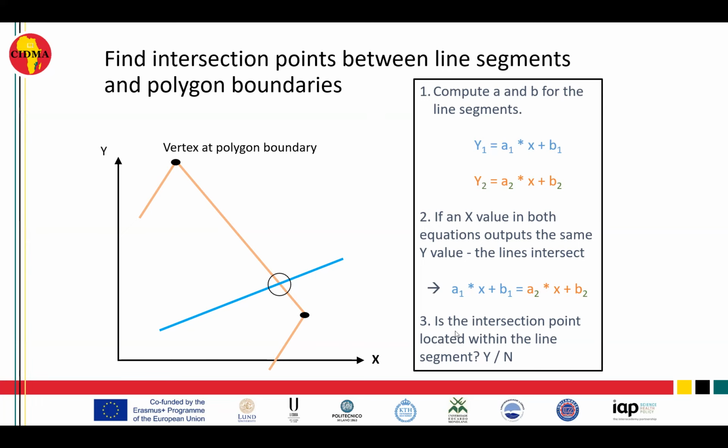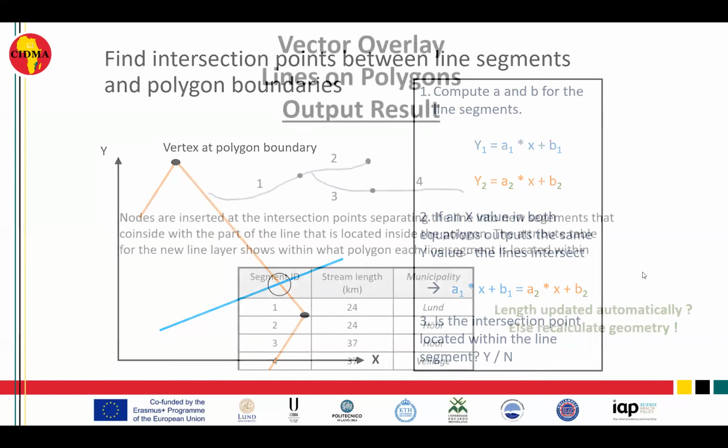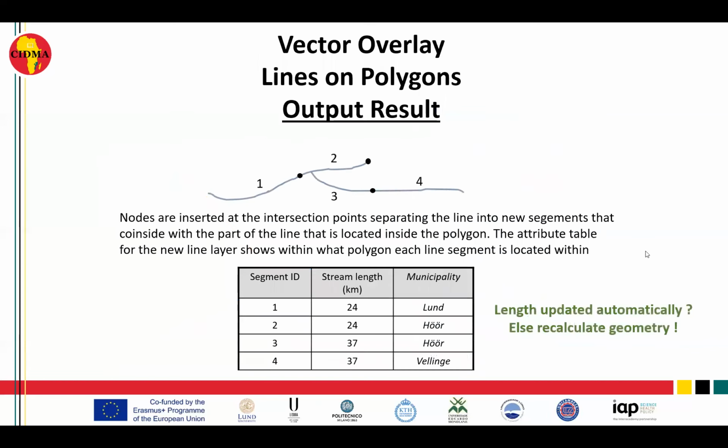And then when it has done that, it will have to test also, is the intersection point located within the line segment? Otherwise we may find an intersection point, but it's outside the segment. So one last question will be needed. Is it inside or is it outside the segment distance? Okay, so we can understand now that it's a quite advanced operation to find that.